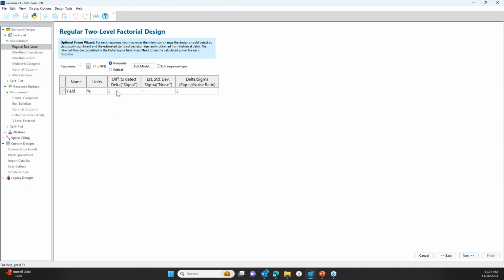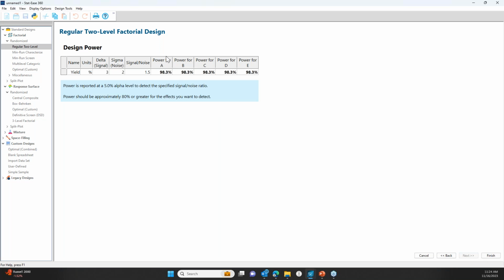And here's where we're going to do that power calculation. We said that we want to see the factors that cause a 3 percentage point change. And we said the standard deviation was 2. So the ratio is 3 to 2, or 1.5. That's what drives the power calculation. And when I hit next, I see that the power, my ability to find, if factor A causes a 3 percentage point change, I have a 98% chance of discovering that.